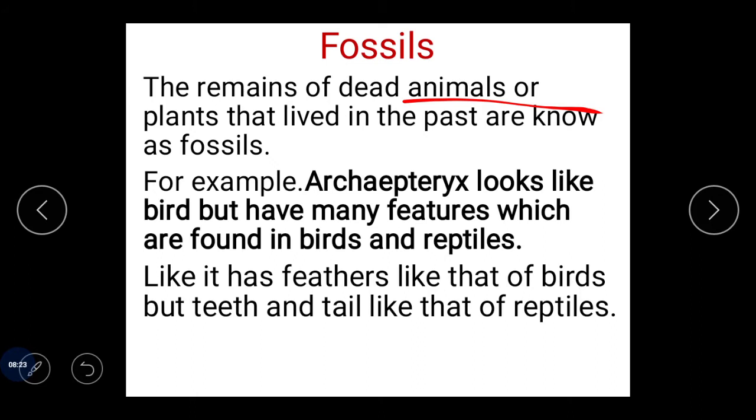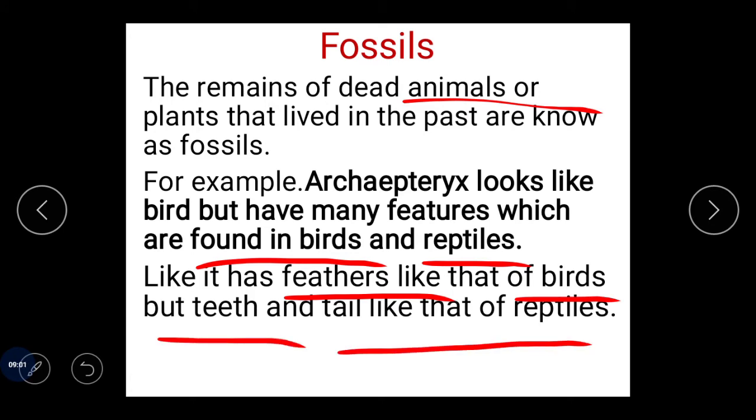Okay, Archaeopteryx. It's actually a bird. It's actually the bird, Archaeopteryx. It looks like a bird, but has many features which are found in both birds and reptiles. It has feathers like those of birds, but teeth and a tail like those of reptiles.